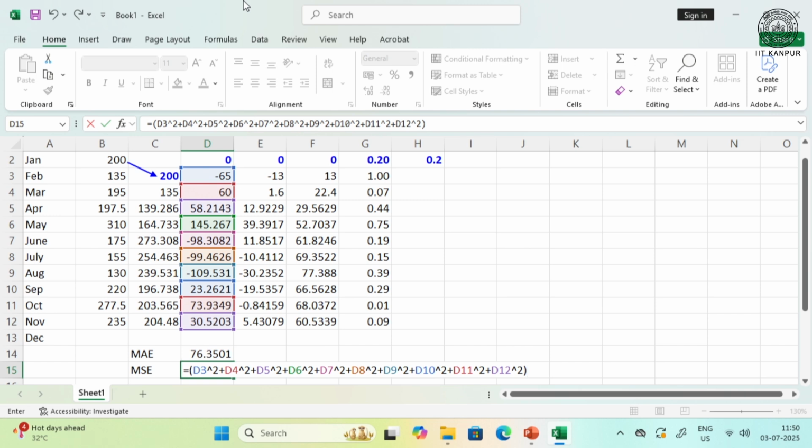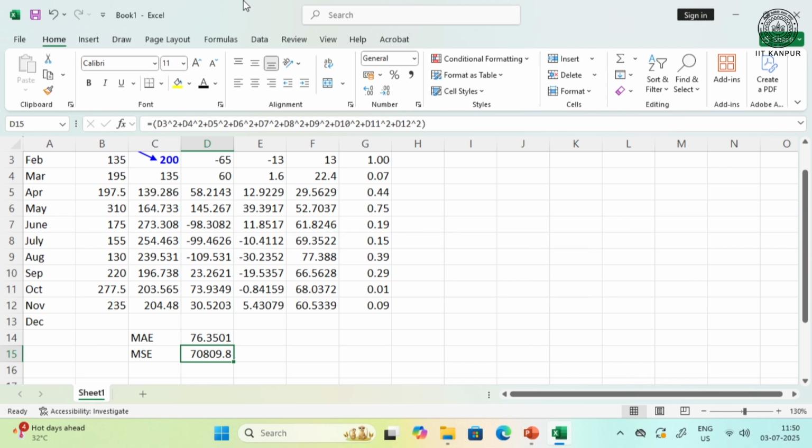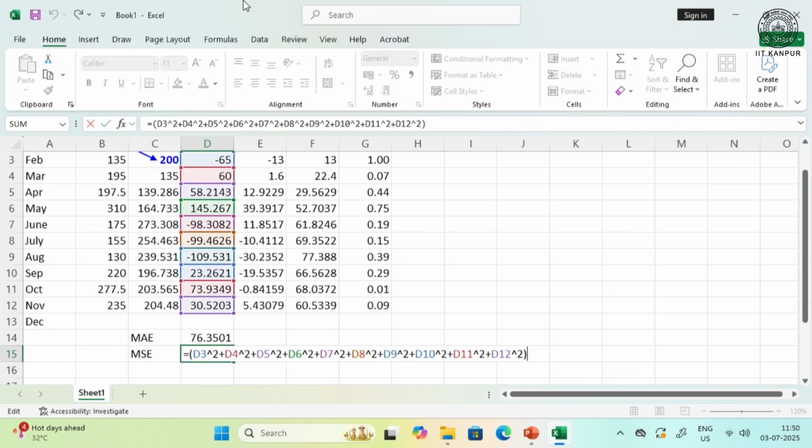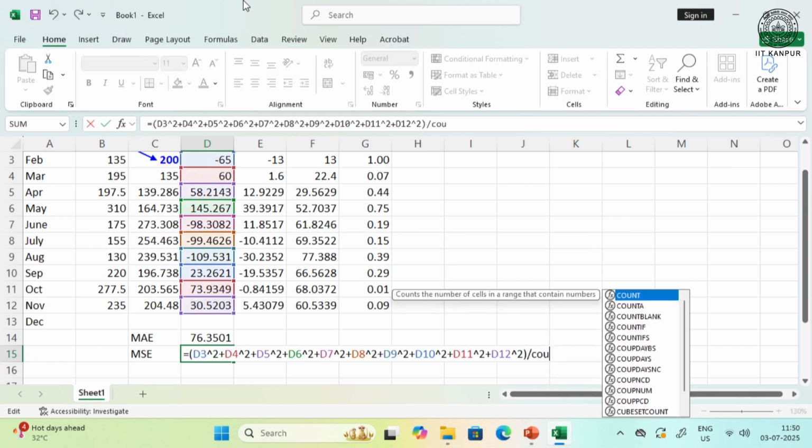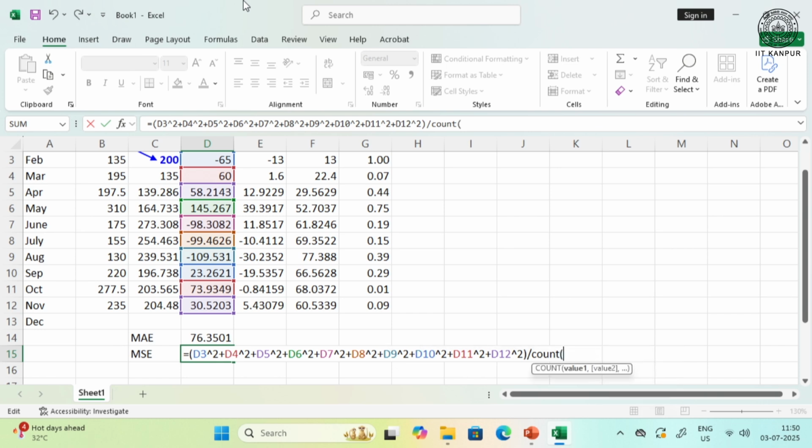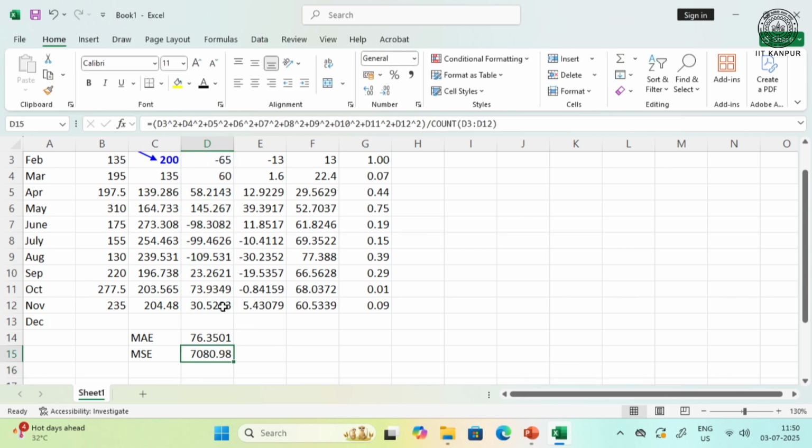So, I can just find out the sum of the squares and then divide by the count, the count of number of readings, which is basically count D3 to D12. So, it is 7080, the mean square.